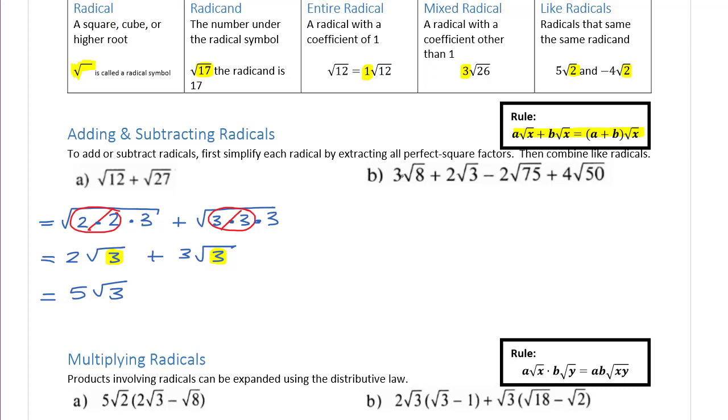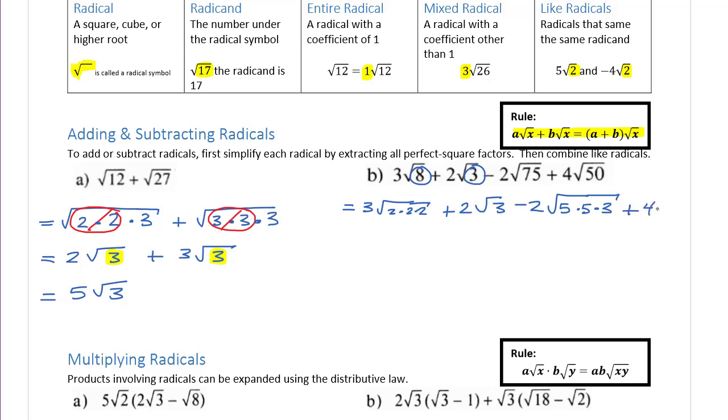This next example looks a little more complex. It's really just the same thing with a few extra numbers. All right, so let's break these down. That 8 right there, well, 8 can be broken down into 2 times 2 times 2. Sorry, a little bit sloppy there. The 3 can't be broken down, so we're just going to leave that as 2 root 3. 75, well, let's start dividing by prime numbers. 75 you can definitely divide by 5. Right? 75 divided by 5 gives you 15. 15 I can divide by 5 again, which leaves me with 3. So 75 I can break down to 5 times 5 times 3.